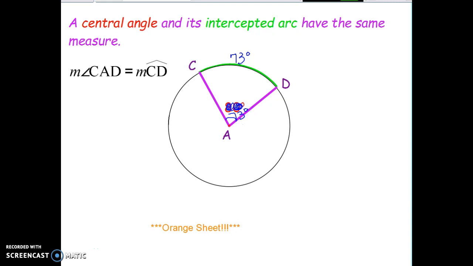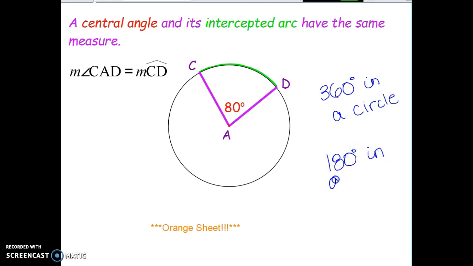But we always know that the intercepted arc and the central angle, I want to emphasize this, a central angle and its intercepted arc have the same measure. So whatever the angle is, the arc has the same measure. Because remember, a circle is measured in degrees too. So one of the things that we want to talk about is that there are 360 degrees in a circle, which means that there are 180 degrees in a semicircle.